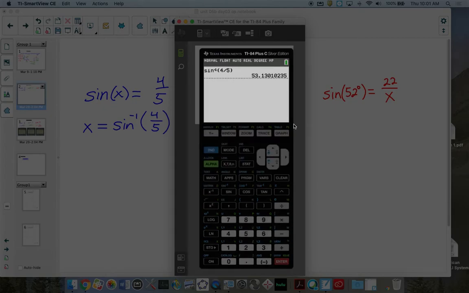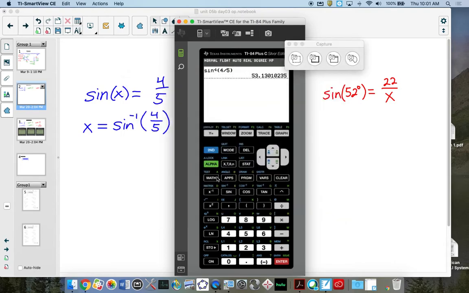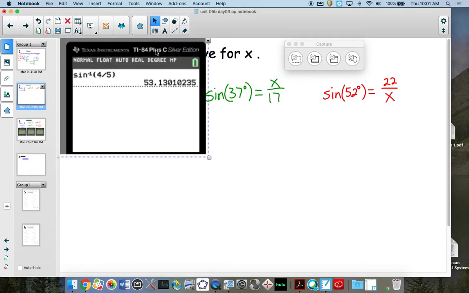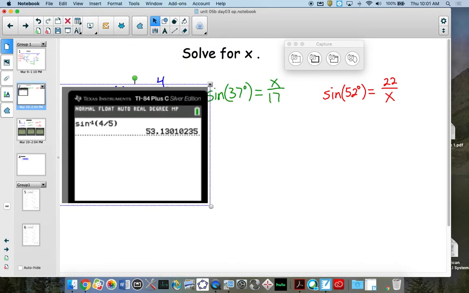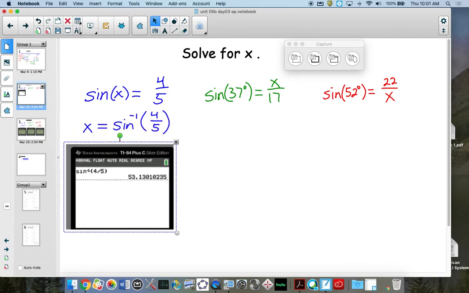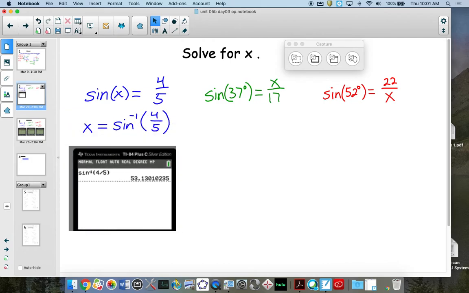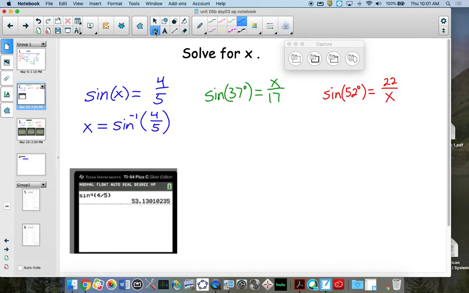Let's just go to here. Okay, let's get rid of that. And let's shrink this down. There you go. Alright, so we found the missing angle and it was 53.1 degrees. Let's write that in there. Approximately.